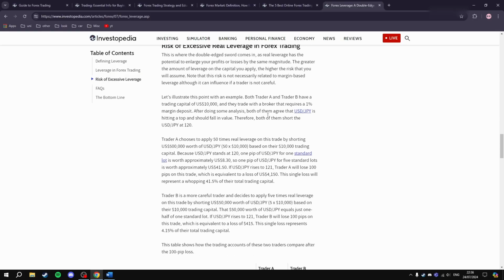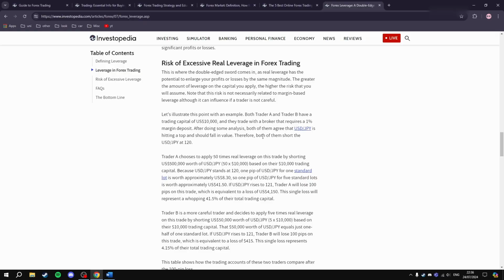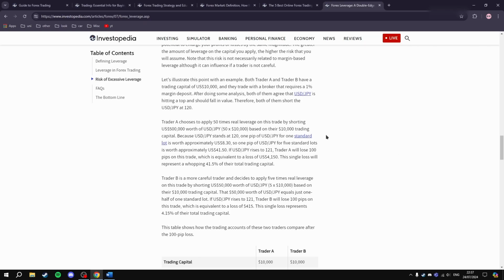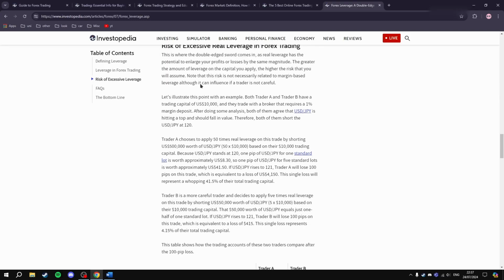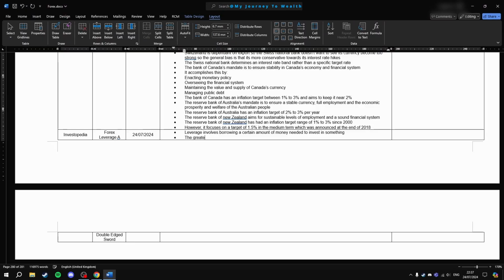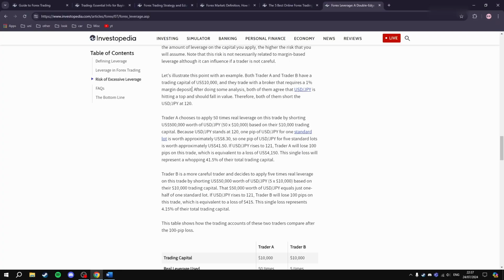Risk of excessive real leverage in forex trading. This is where the double-edged sword comes in. As real leverage has the potential to enlarge your profits or losses by the same magnitude, the greater the amount of leverage on the capital you apply, the higher the risk that you will assume. Note that this risk is not necessarily related to margin-based leverage, although it can influence it if a trader is not careful.